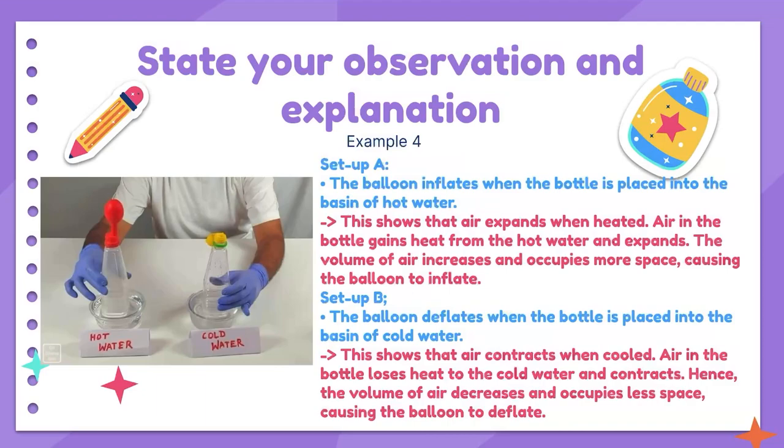Setup B is the one with the yellow balloon and the cold water. The balloon deflates when the bottle is placed into a basin of cold water. This shows that air contracts when cooled. Air in the bottle loses heat to the cold water and contracts. Hence, the volume of air decreases and occupies less space, causing the balloon to deflate.